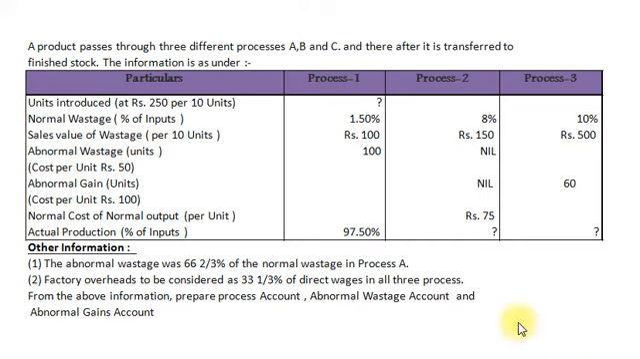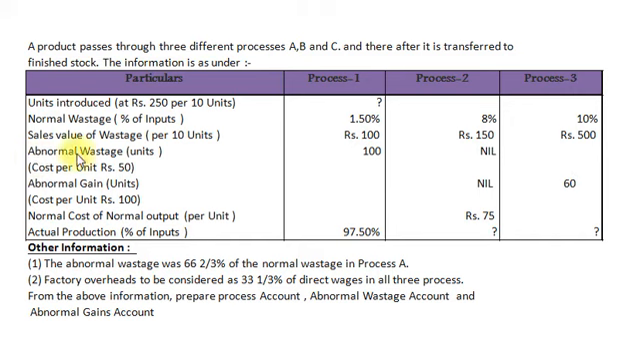Dear students, this is one of the very important examples in the chapter. First of all, let us understand the question. Here, units introduced in process 1 is missing, but cost price per unit is available, rupees 250 for 10 units. So per unit it will be rupees 25. Then normal wastage percentage is given for all three processes, whereas its sales value per 10 units it is 100 rupees. So per unit it is 10 rupees, 15 rupees and 50 rupees.